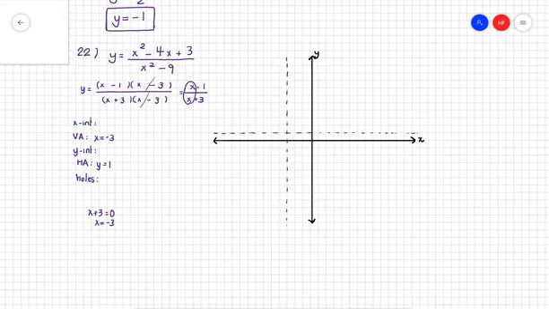For the x-intercept, we would have 0 equals x minus 1. We just look at the numerator. So where x equals 1, we have an x-intercept. And then for the y-intercept, look at a 0 for x. So negative 1/3.